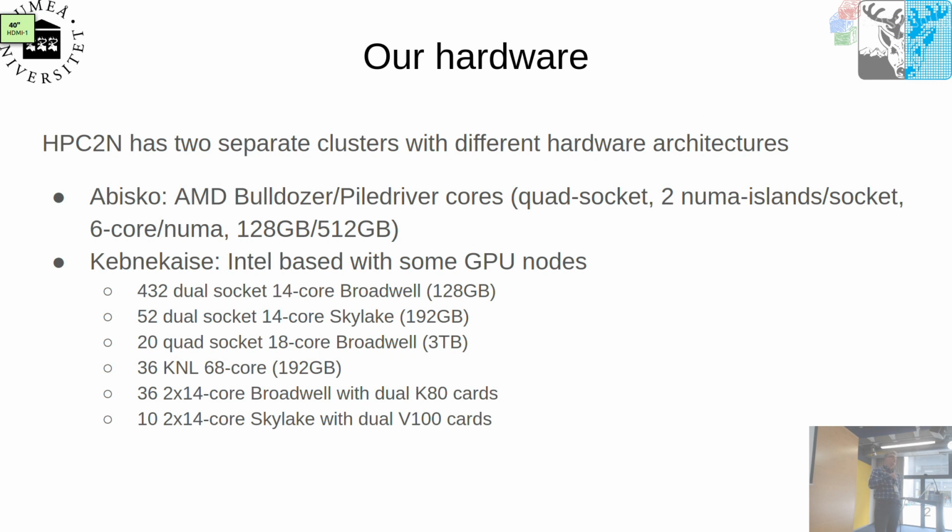We have two clusters, an old Bulldozer system that is technically already dead, but it's still running. We have a couple of different hardware architectures on the other cluster, which means that we really need to be able to build a lot of versions of the binaries.